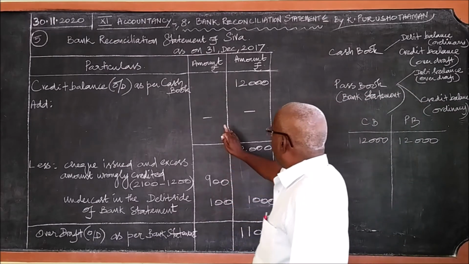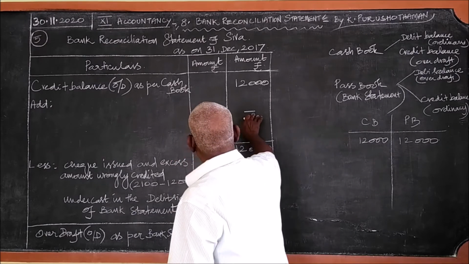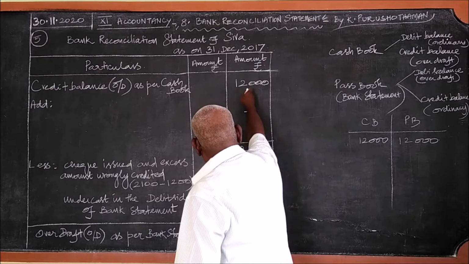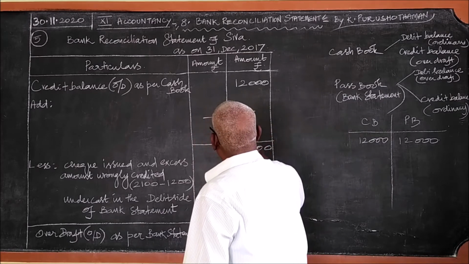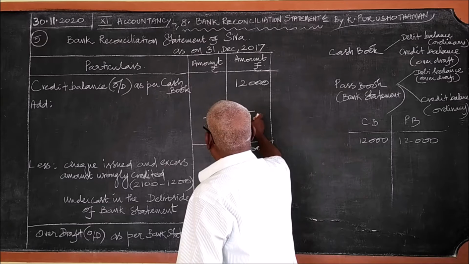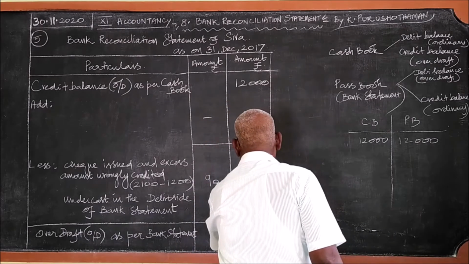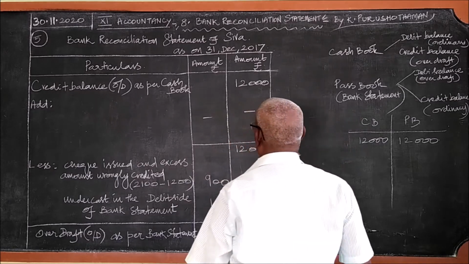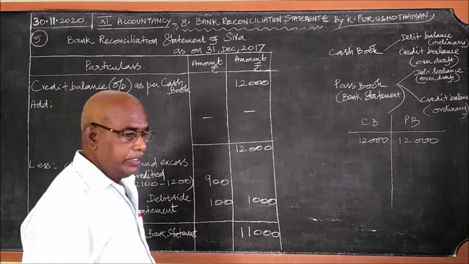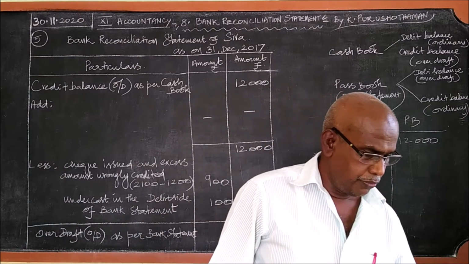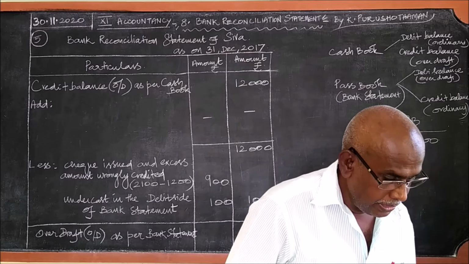No item for add. Therefore, we can put a dash for add. Right? Find the total. If it is 12,500 here, we can write 12,500. Here nothing. Therefore, 12,000. Less this amount 1,000. This is 11,000. I want to remind you of one more point which we are going to see in the coming problems.